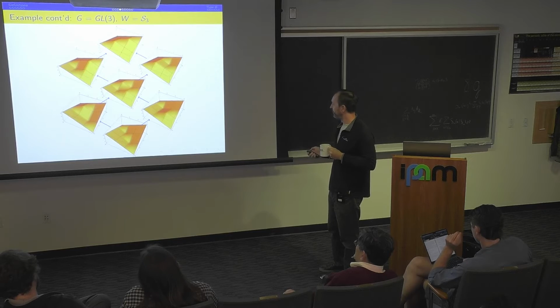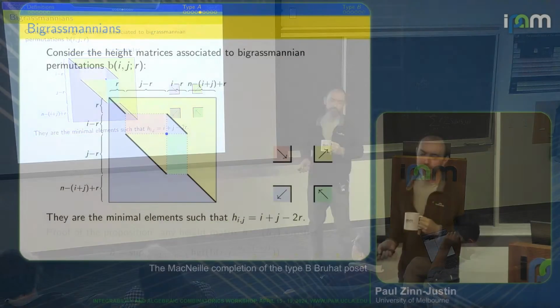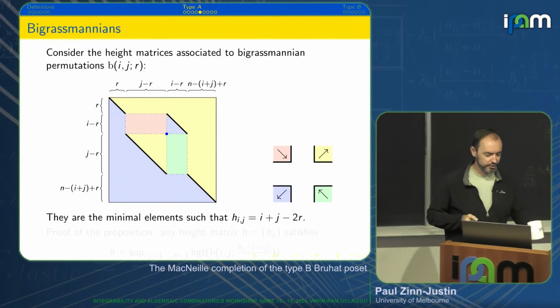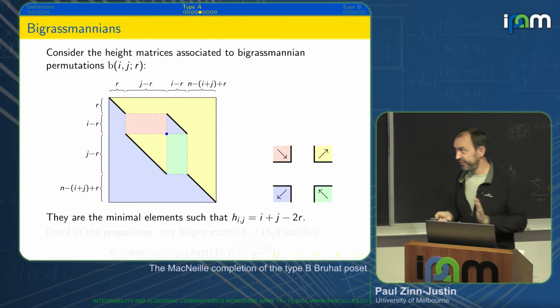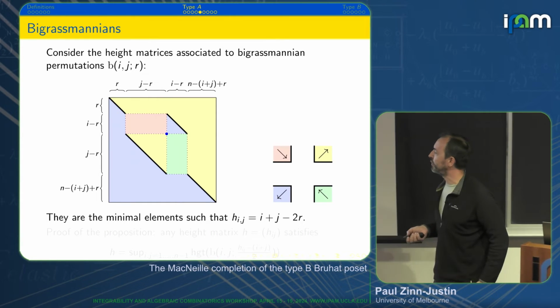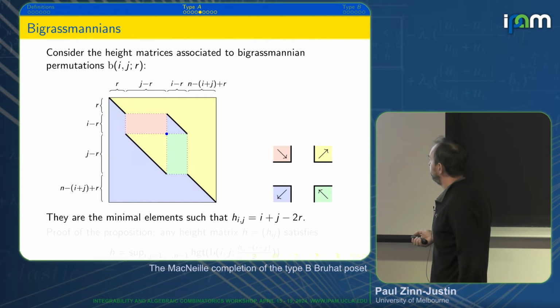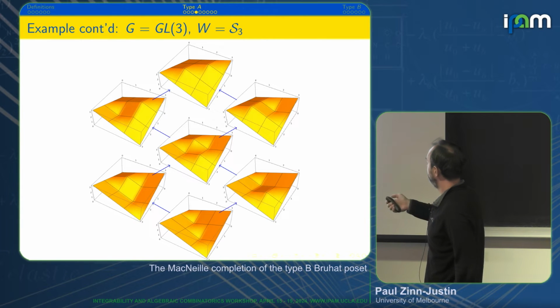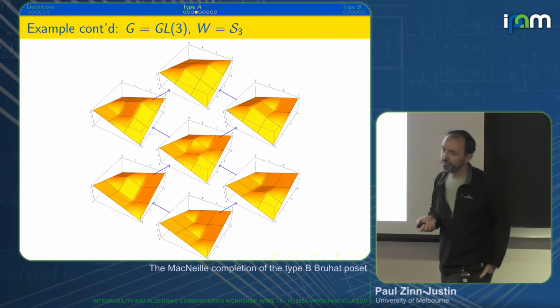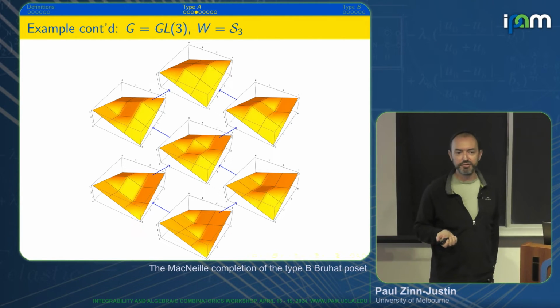OK, so what did I say? Oh yes, I promised to prove the actual proposition. So again, this is exactly the same proof that they have. I'm just going to draw it slightly differently. And so the idea is extremely simple. So you have one of those height matrices, height functions or whatever, and you want to know that they are part of this poset, basically.